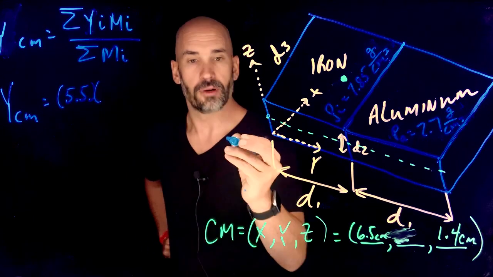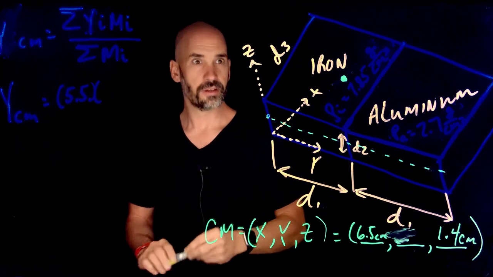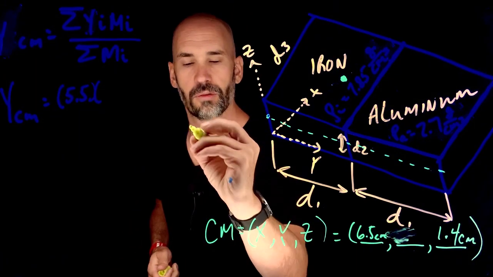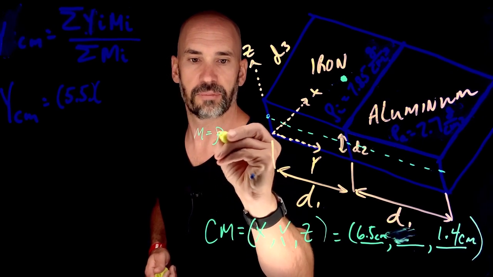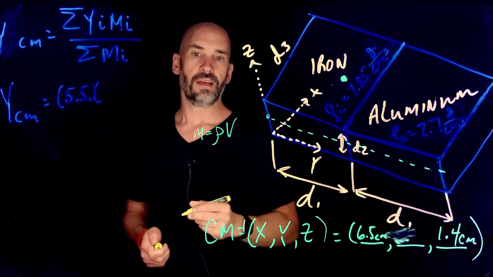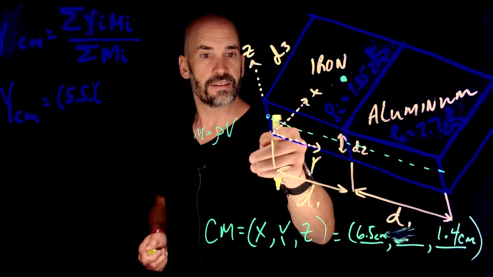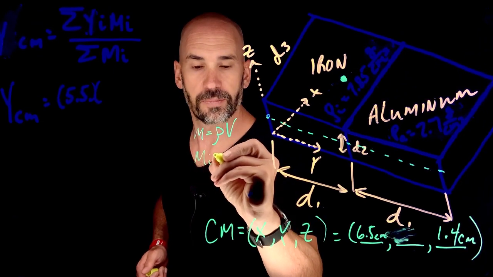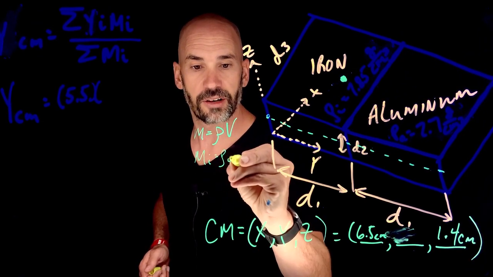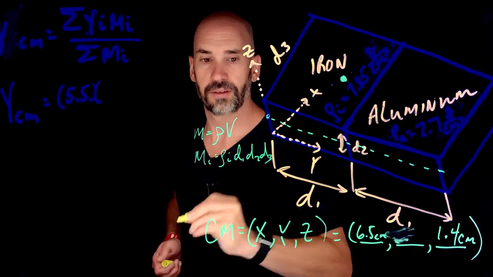And remember, maybe I'll use this guy here. Remember that mass is equal to density times volume, right? In this case, the volume of iron is the length times width times height. So the mass of the iron should be the density of the iron times D1, D2, D3, right?